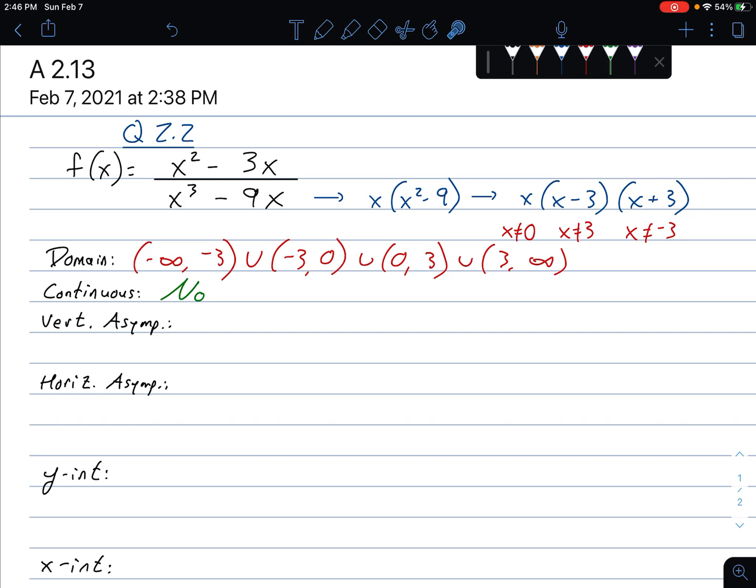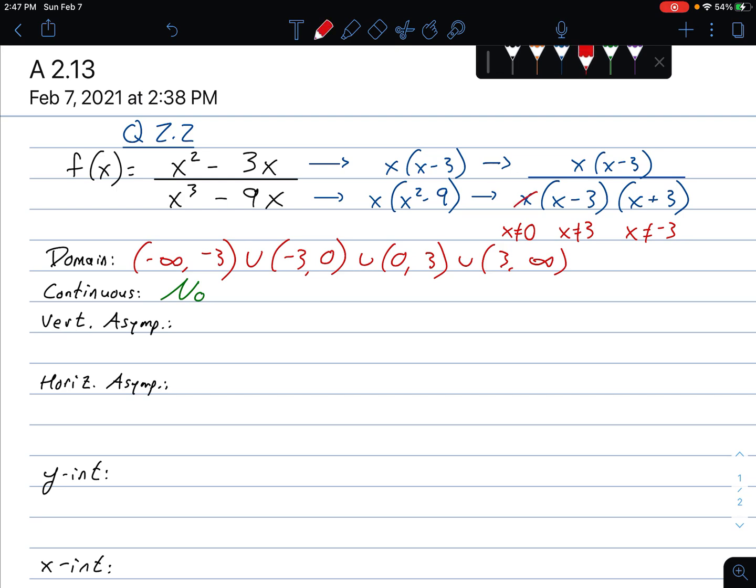I want to find out if there's a removable discontinuity, which I would write over here, or is there an infinite discontinuity, which means vertical asymptote. How do I check that? Well, if I factor my numerator, this will help me see if there's anything I can cancel out. So I took out an x. Again, I have an x as a GCF, and I can see that I'm definitely going to have stuff I can cancel out.